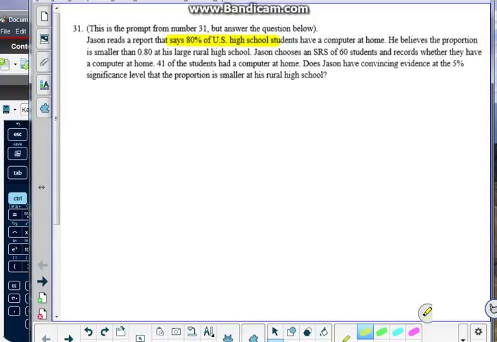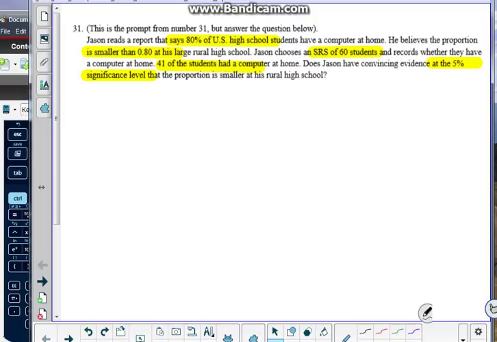He believes the proportion is smaller than 0.80 at his large rural high school. So that kind of confirms what I was thinking. We have this claim of 80% owning a computer. We want to check that claim. Okay? Jason chooses an SRS of 60 students, so there's our simple random sample. We have a random sample size of 60, and 41 tell us they have a computer at home, so that's going to give us our p hat, our sample proportion. Convincing evidence at the 5% significance level, so that's our alpha.